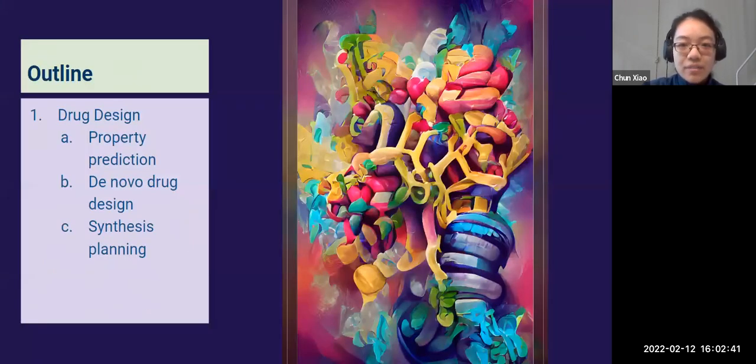So the outline of today's lecture will be, first of all, we will talk about property prediction in drug design. Secondly, we'll talk about de novo drug design, which is designing an entirely new drug. And thirdly, we'll be talking about synthesis planning, as in how to make a new drug.